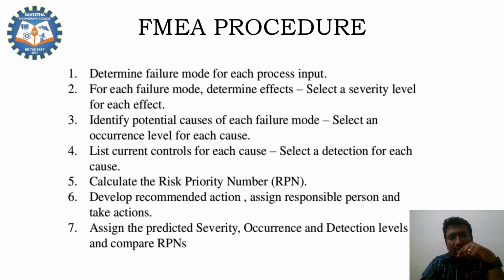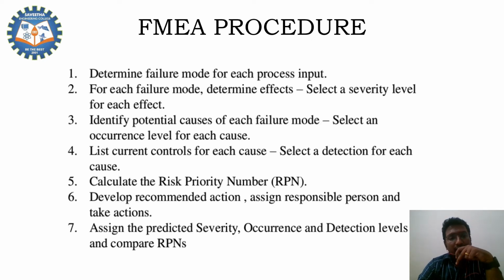Suppose you imagine that you are going on a bike, and if you face an accident, the major cause will be over speeding or drink and drive. Likewise, there will be causes for each and every problem. So you have to identify the causes properly. Then select the occurrence level. Occurrence level means how many times, the frequency that a problem is being repeated. So list the current controls for each case. What is my control? You have to identify the control plan. What is the control action you are going to take?